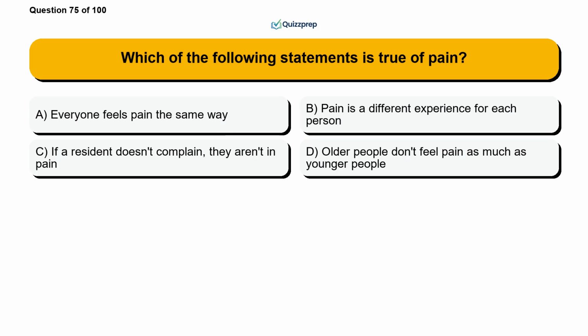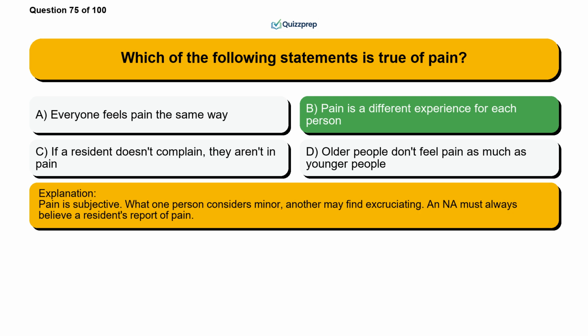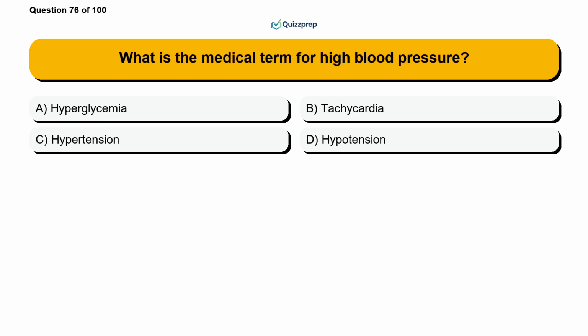Question 75. Which of the following statements is true of pain? Option A, everyone feels pain the same way. Option B, pain is a different experience for each person. Option C, if a resident doesn't complain, they aren't in pain. Option D, older people don't feel pain as much as younger people. The correct answer is option B, pain is a different experience for each person. Pain is subjective. What one person considers minor, another may find excruciating, and the NA must always believe a resident's report of pain.